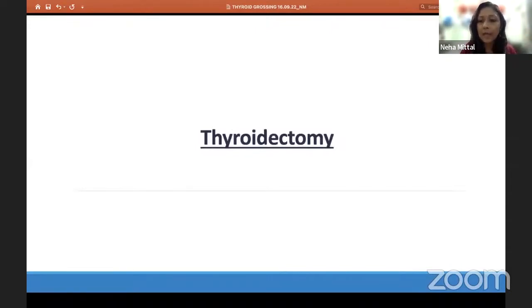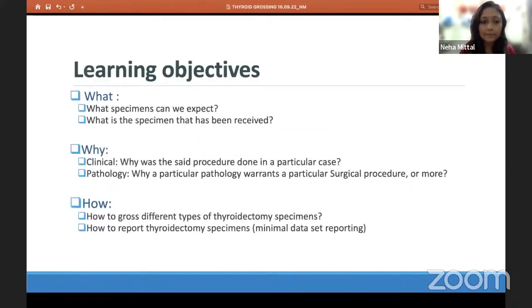So I will start with thyroidectomy specimens. Learning objectives of this talk will be what, why, and how. So what specimens can we expect? What is the specimen that has been received? Why? Clinically, why the said procedure was done in a particular case, and from a pathology point of view, why a particular pathology warranted that particular surgical procedure, or is the pathology enough for that surgical procedure, or does the patient need to get something more? How?